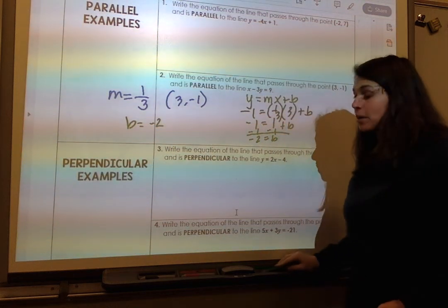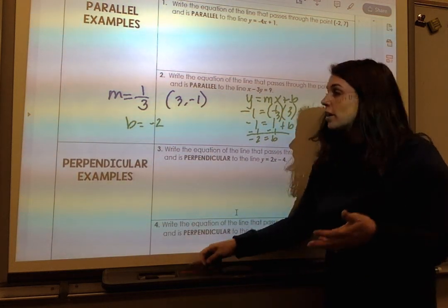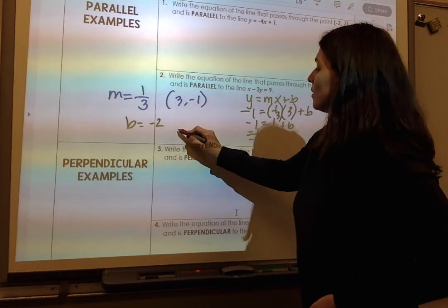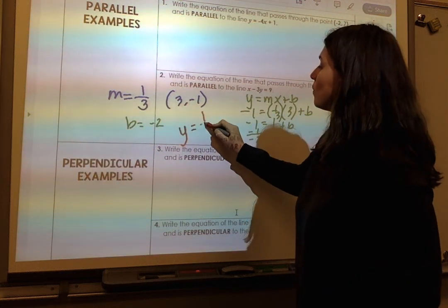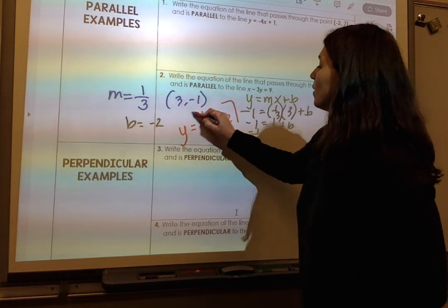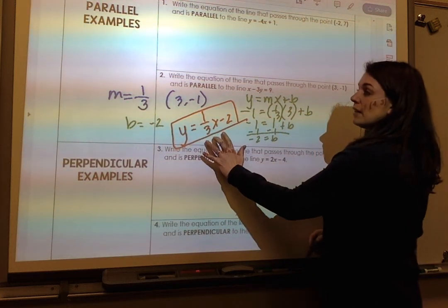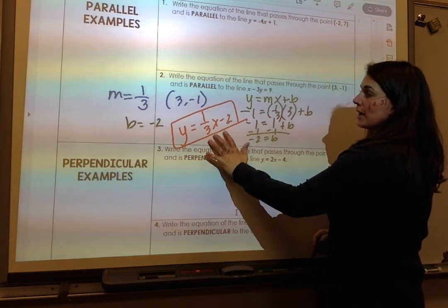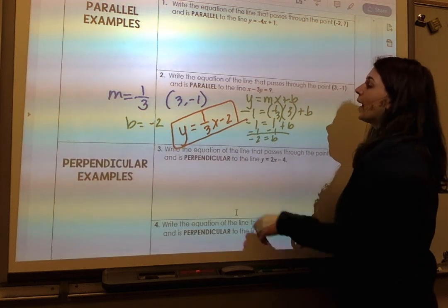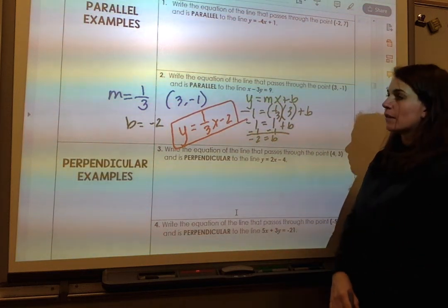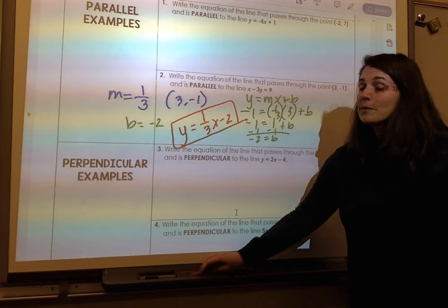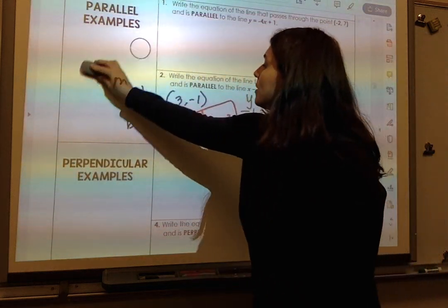So now I'm going to find the new equation. Well, I have a slope and a beginning point, so my new line is going to be y equals 1/3 x minus 2. And now this equation of a line is parallel to this one and it passes through the point 3, negative 1. Okay? So that's parallel lines, writing equations.